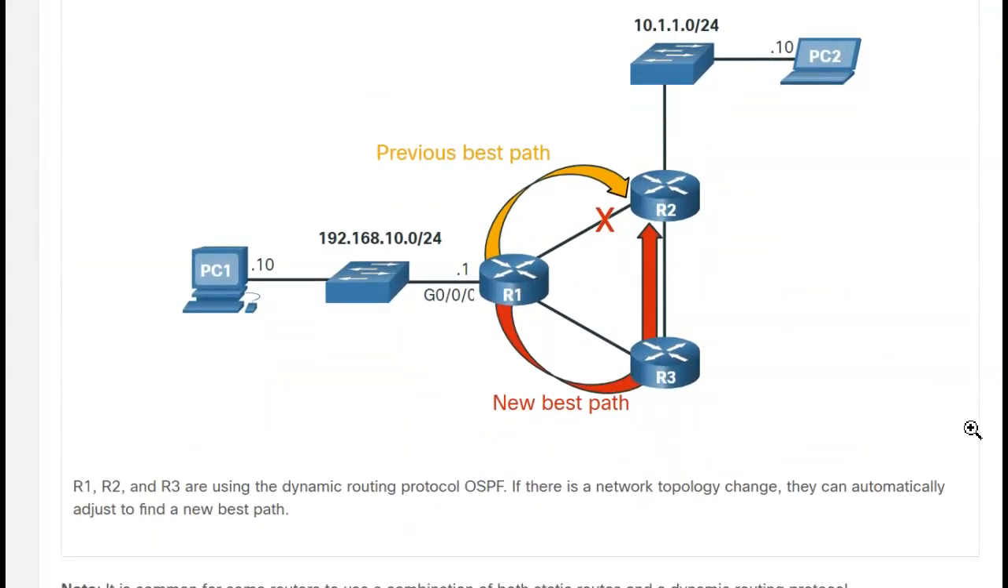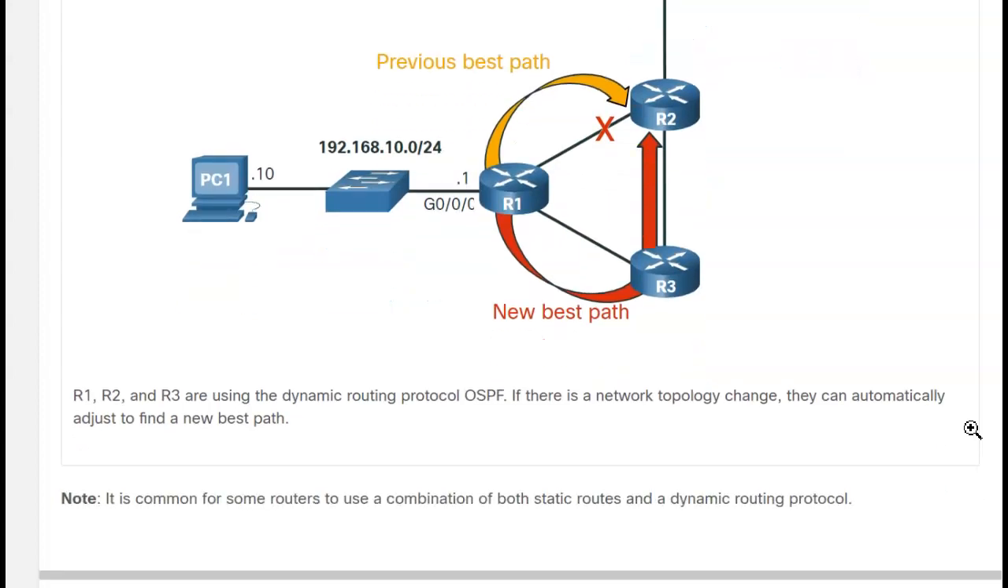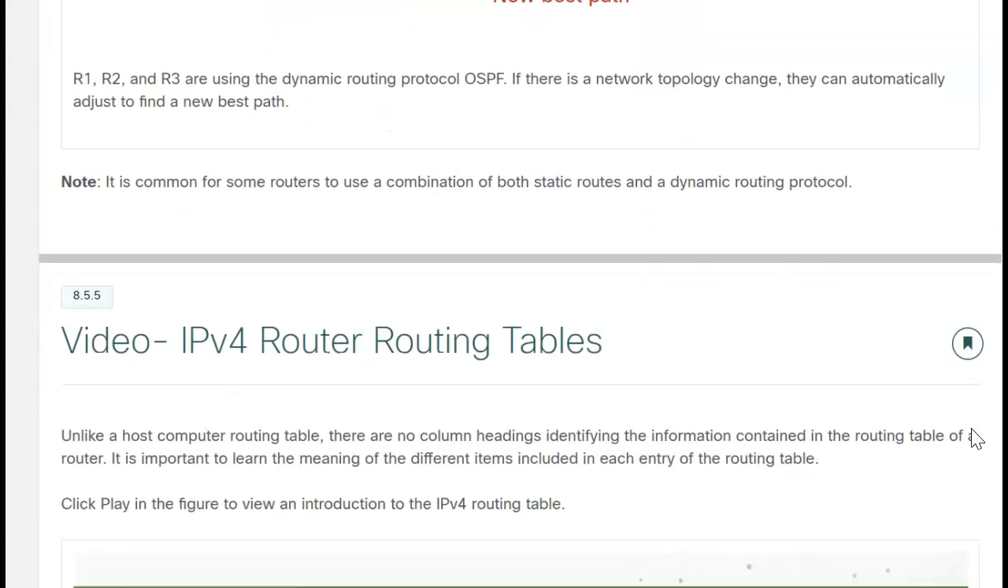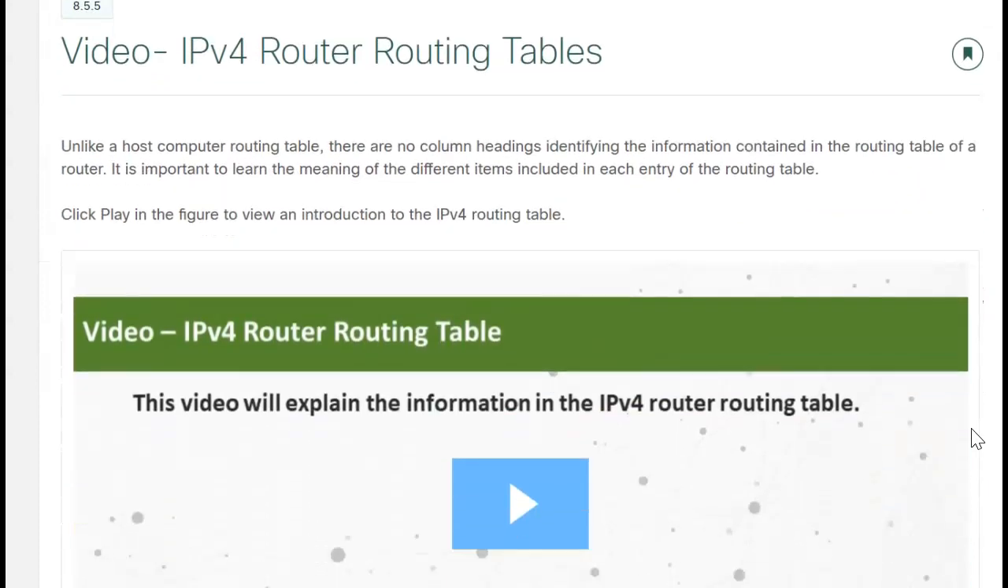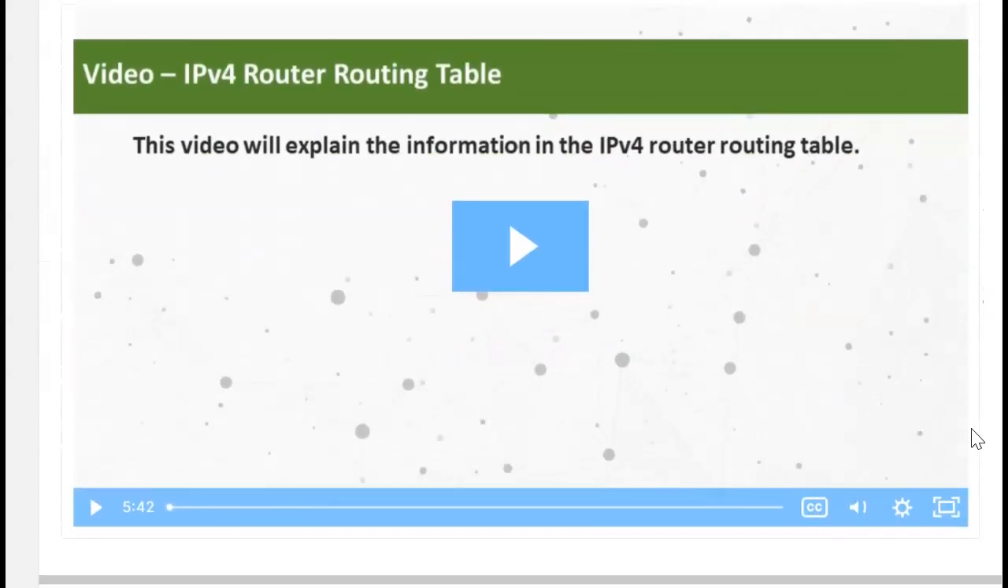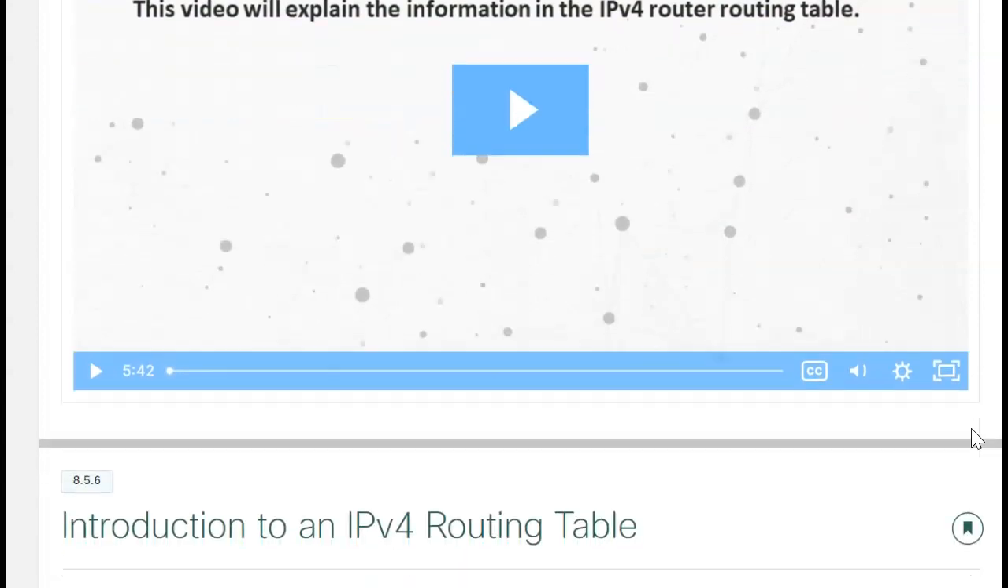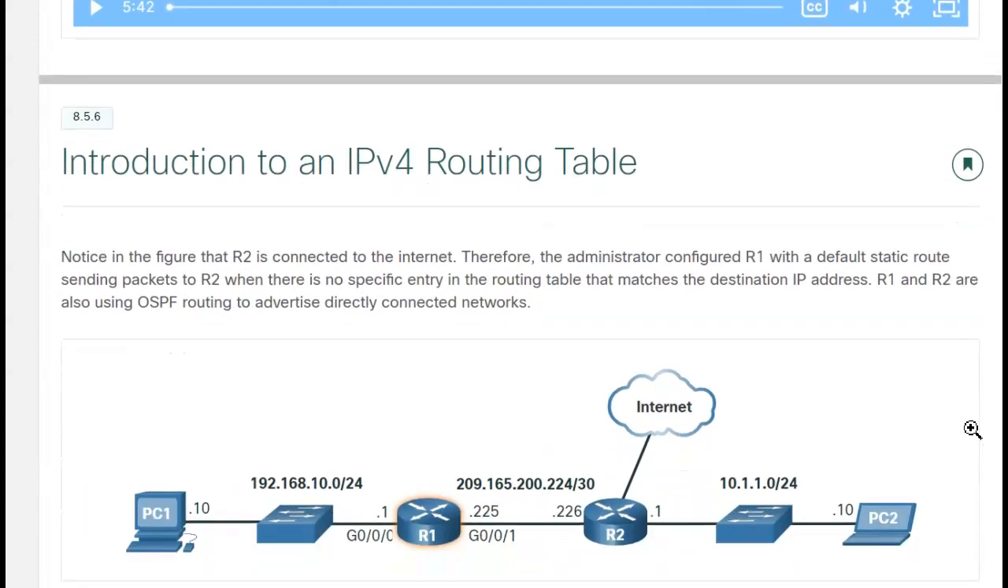So as in our previous example, when the link between R1 and R2 goes down, it says, okay, that was my previous best path; something's told me that I can't get there. It now creates a new path going through R3 to get to R2 to still get access to that, versus having to have a manual change done to the routing table. I would watch the IPv4 routing table video and go from there.